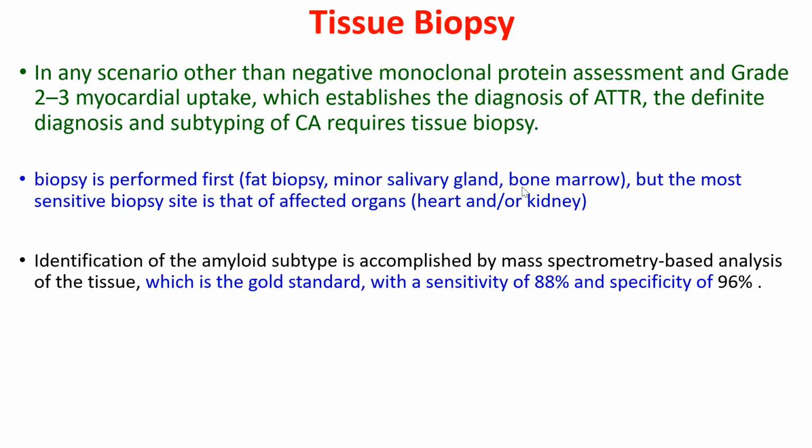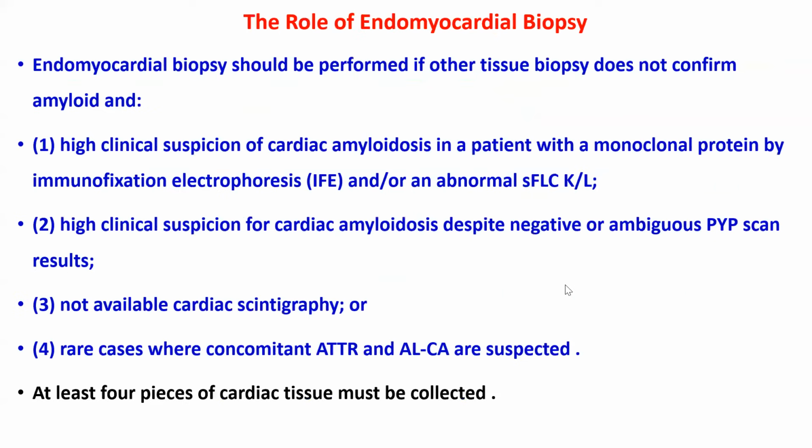But the most sensitive biopsy site is that of the affected organ. So the best biopsy site is the affected organ, whether it is the heart, kidney, or others. Identification of the amyloid subtypes is accomplished by mass spectrometry based analysis of the tissue, which is the gold standard, with a sensitivity of 88% and specificity of 96%.